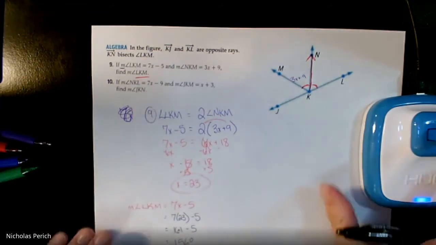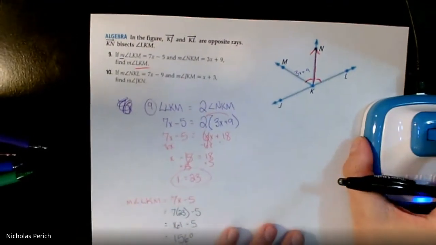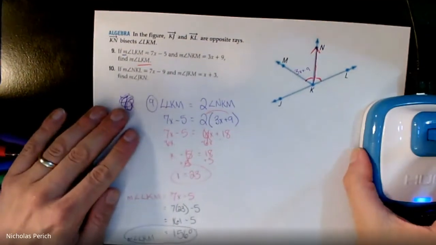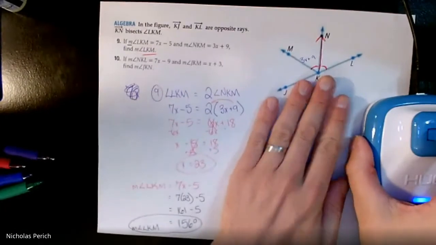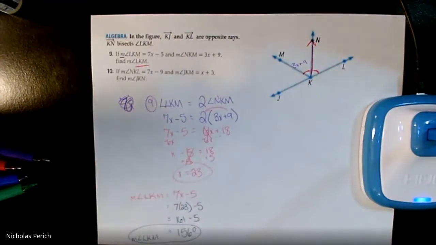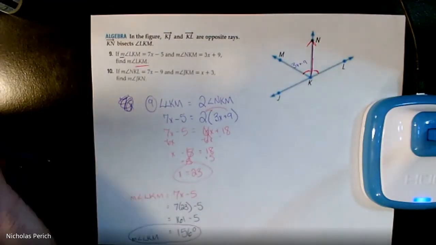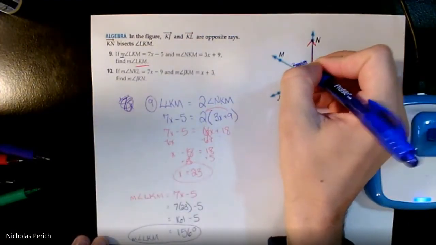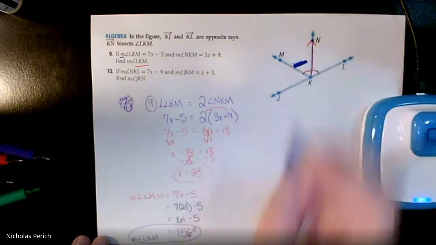Can you see it? Barely, right? Remember that? And that's the measure of LKM. So we just did problem 9. Let me move this up and move that paper down. Get the right angles. Now let's do 10. I have a feeling when we do 10, that's going to cancel this information completely out, and now we just created a brand new problem.